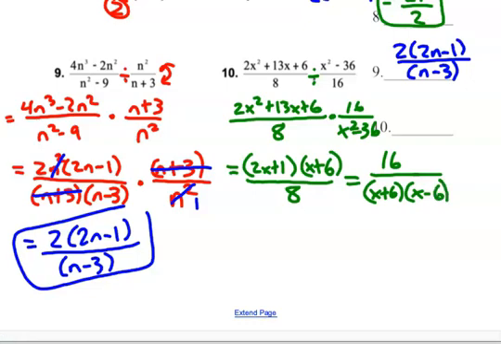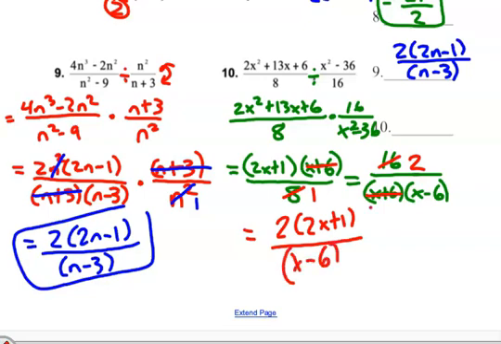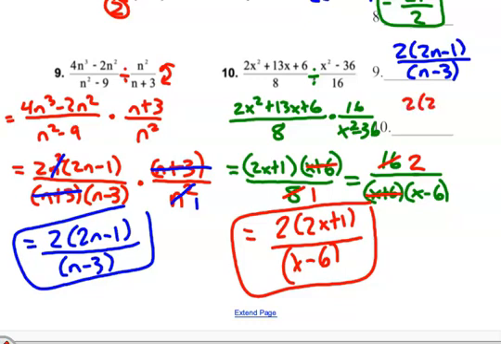Now we're going to reduce what we can. X plus 6's can go. 8 goes into 16 twice, and that should be the majority of what we're able to do. So we're left with a 2 and a 2x plus 1 on the top. We're left with just an x minus 6 on the bottom. And that would be our final answer. So 2 times 2x plus 1 over x minus 6.